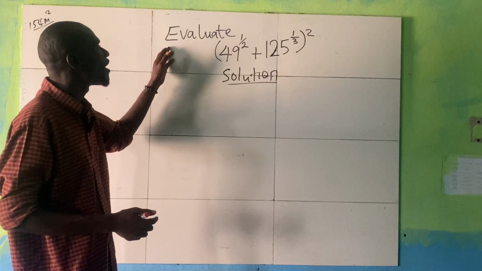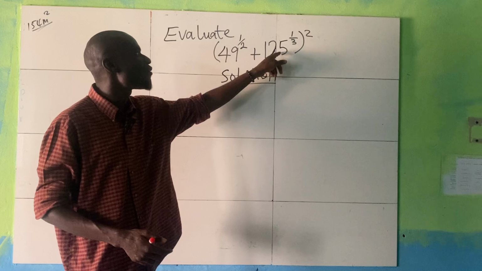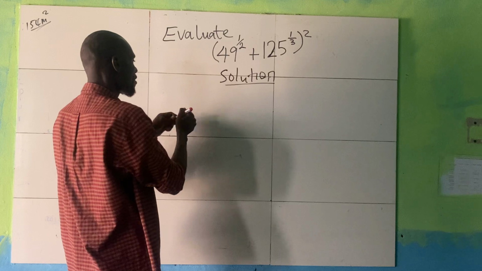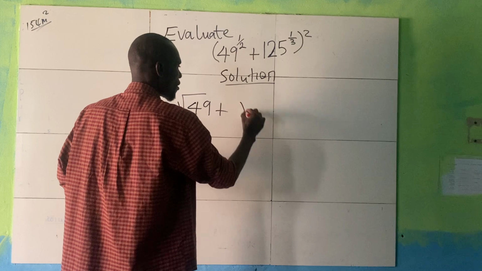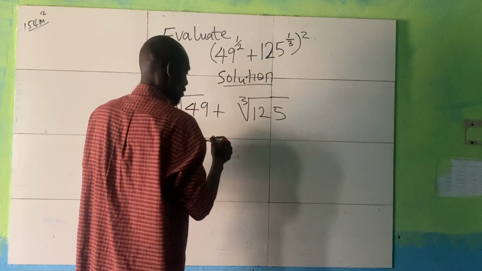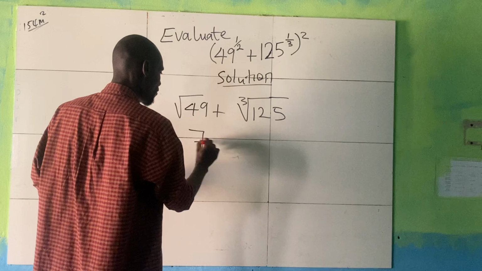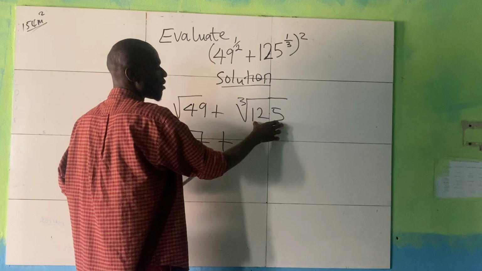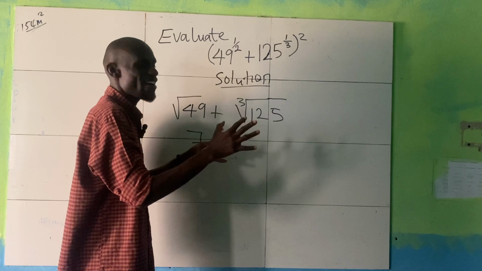Looking at the board, we are to evaluate 49 raised to the power of 1 over 2 plus 125 raised to the power of 1 over 3. Now, looking at this, we can rewrite this as the square root of 49 plus the cube root of 125. So, the square root of 49 is 7, plus the cube root of 125, which is 5.